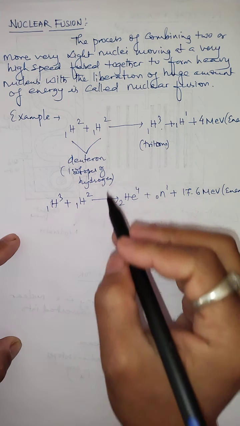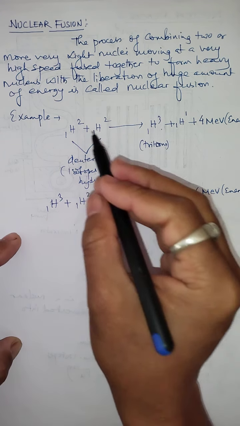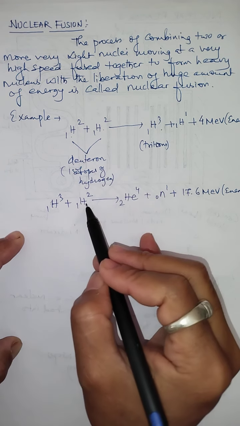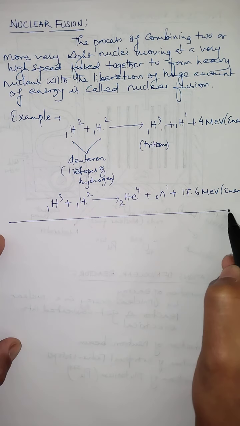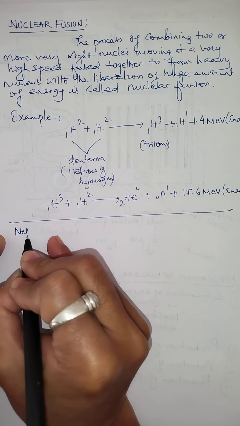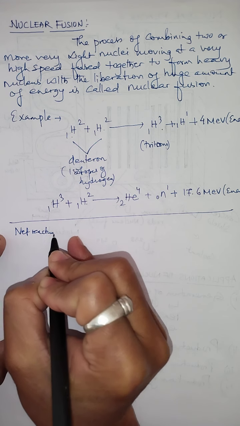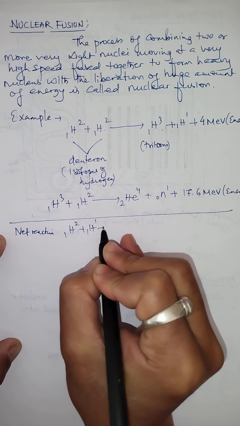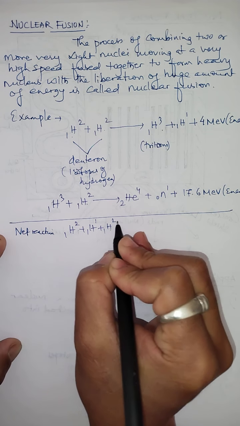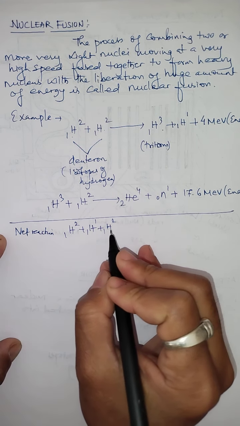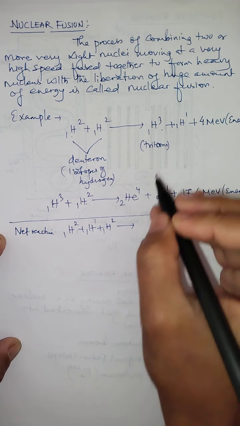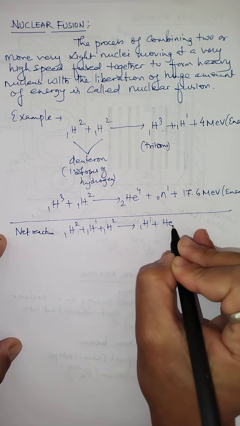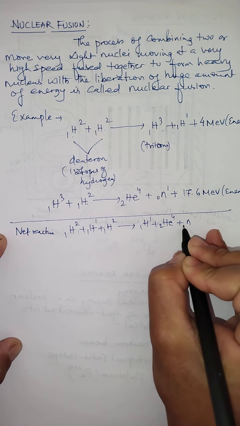Under this case, if you see, in total how many deuterium atoms, isotopes of hydrogen, are fused together? 1, 2, 3. So I can write the net reaction as H12, H12 and H12. So total 3 deuterium atoms fuse together to form H11 plus He24 plus a neutron.